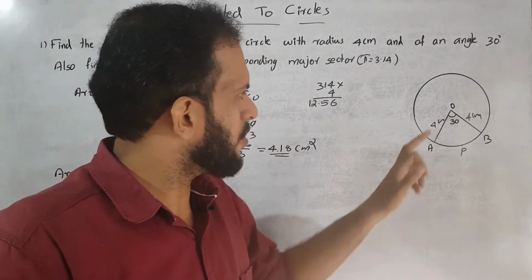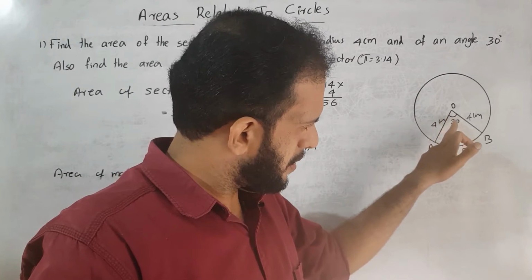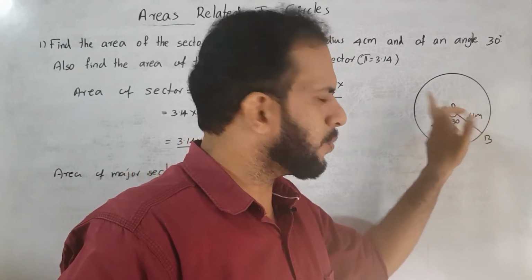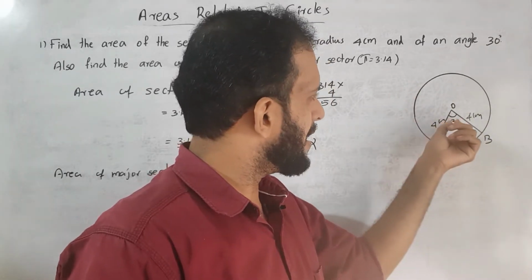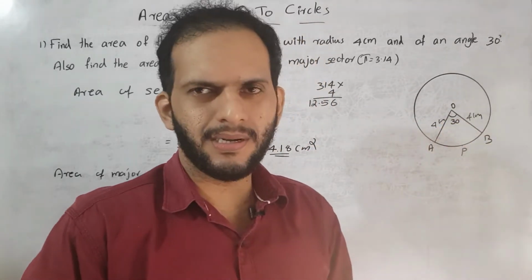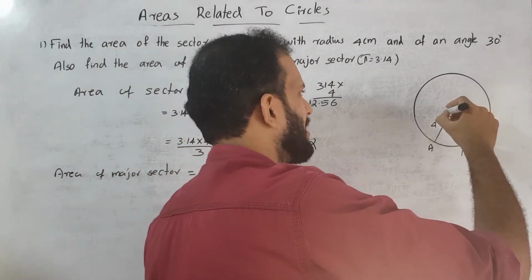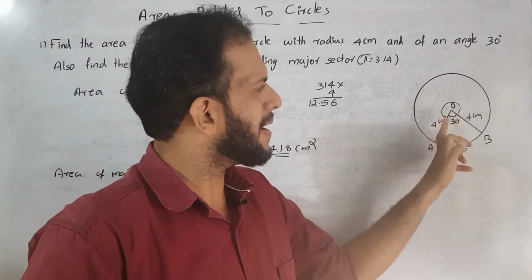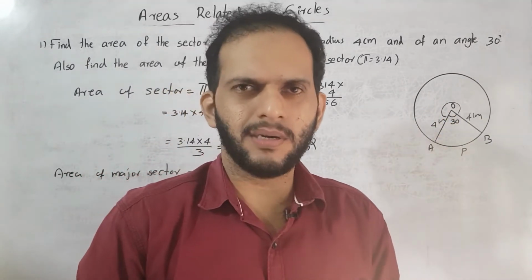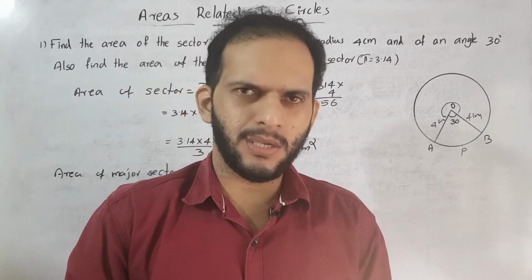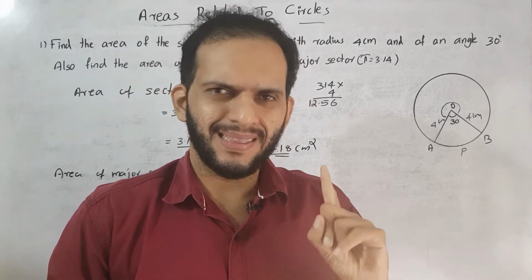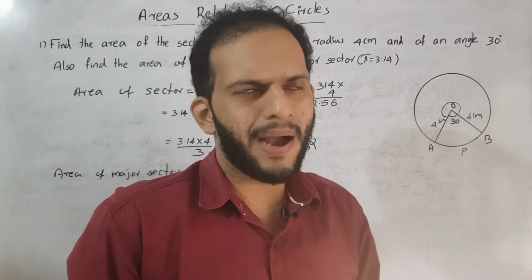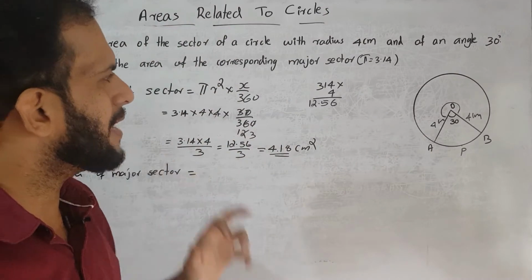The first method is this: we know that the total angle of the circle is 360. Here the central angle of the minor sector is given as 30. Then the central angle of the major sector is 360 minus 30. What is 360 minus 30? It is 330. Then it is possible to find the area of the major sector by the same equation if we take the x value as 330.